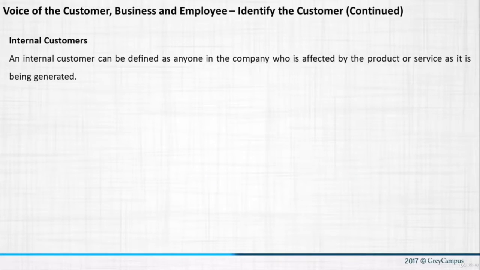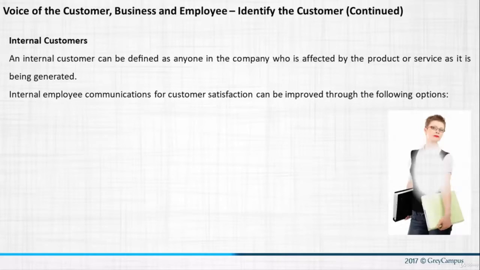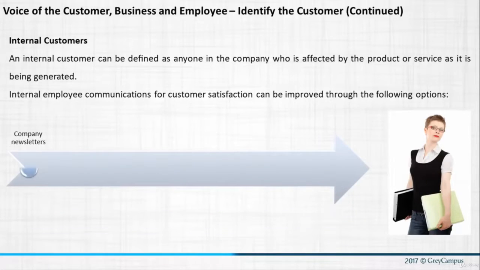Customers do not only constitute external, but also internal customers. Internal customers are ones that receive outputs from internal processes. There are several aspects to internal customers.